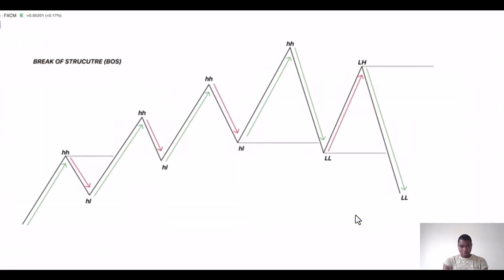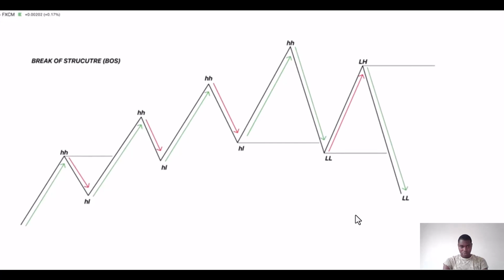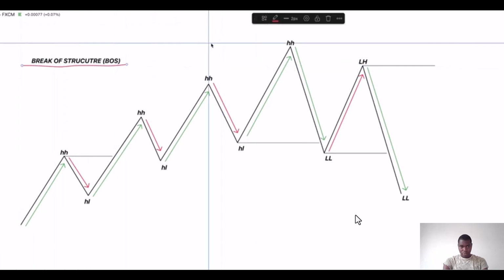Okay, so we've been through high-low structure, we've been through uptrends, downtrends, consolidations, we've talked about impulses and corrections. Now let's talk about break of structure, or BOS.